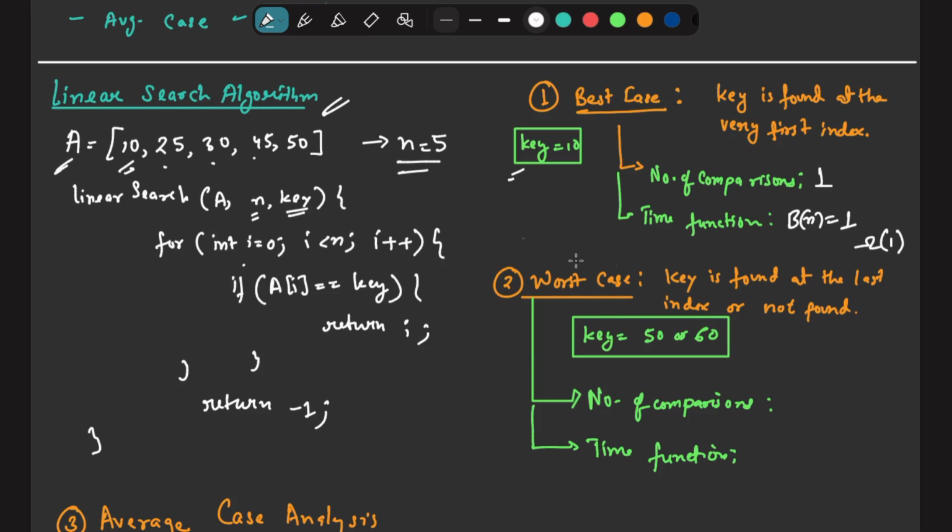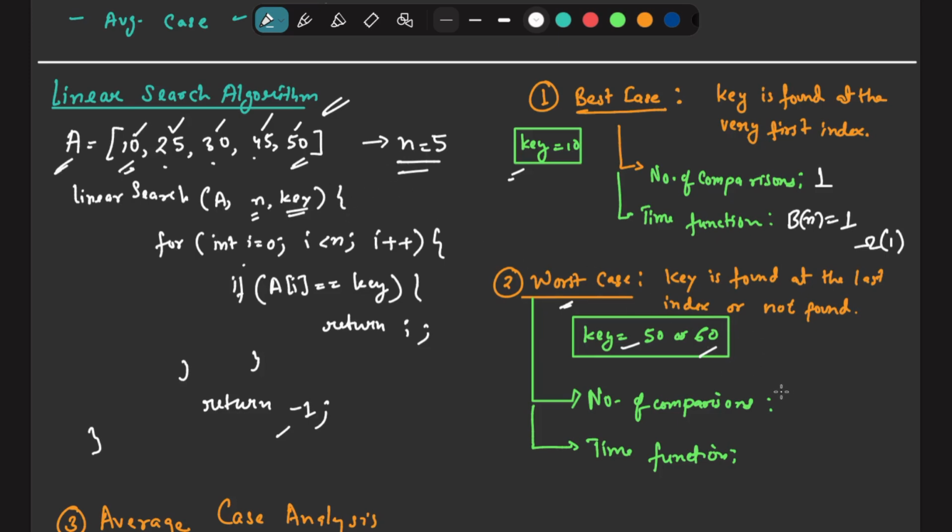And the worst case is when the key is found at the last index or it's not found. For this case, the algorithm will iterate over all the elements. It will check 10, is it the key? No. It will check 25, is it the key? No. Similarly it will check 30, 40 and 50. If the key is 50, after doing all the comparisons, it will return the index, or if the key is 60, after doing all the comparisons, it will return -1.